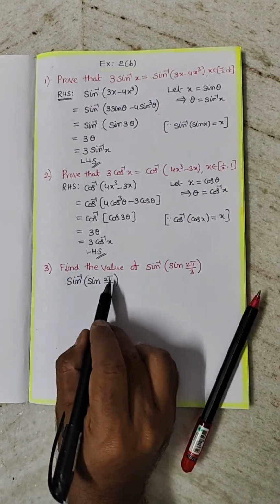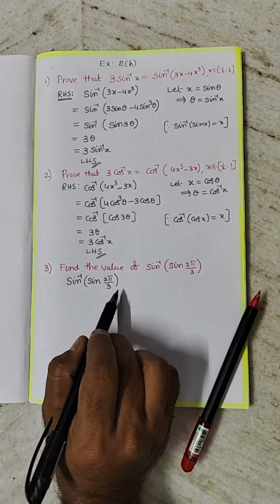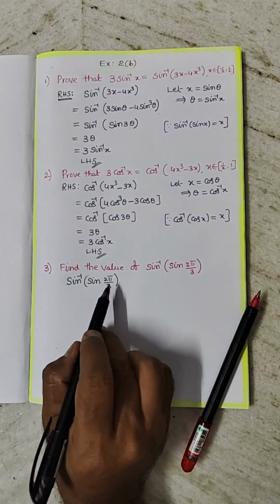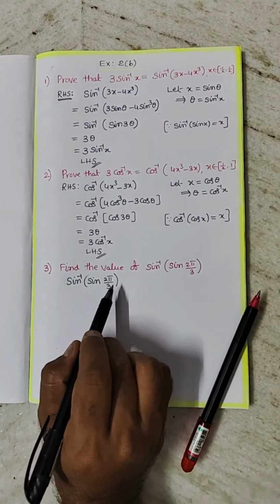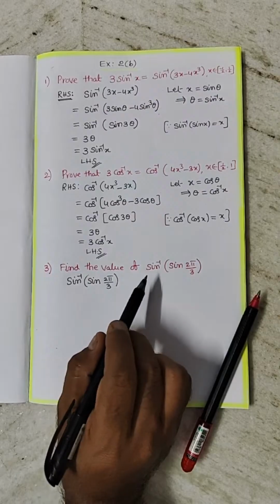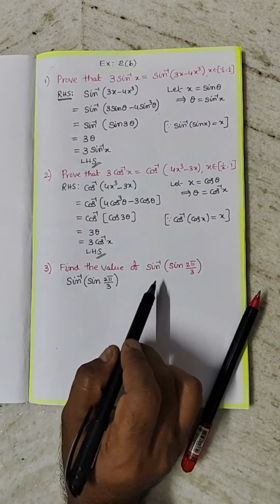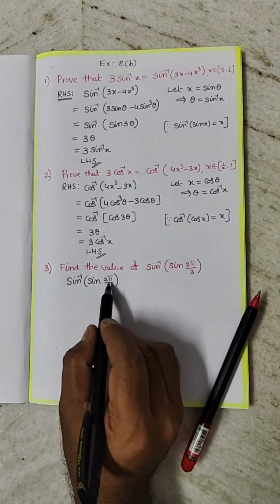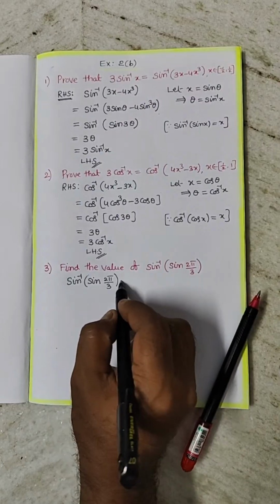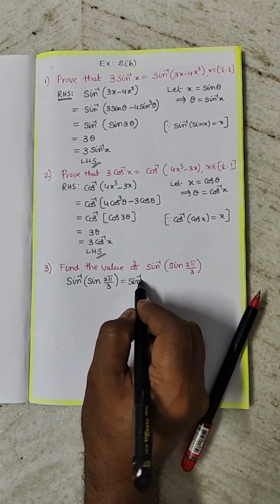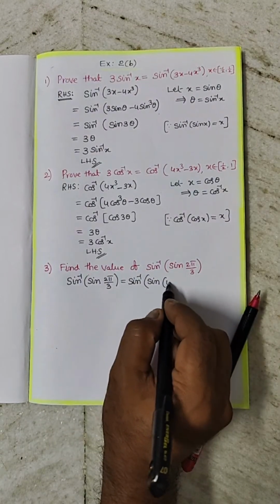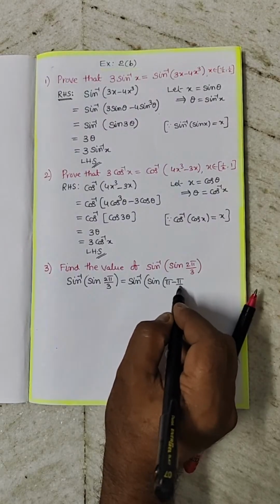Sine inverse of sine 2 pi by 3. See, the range of sine inverse is minus pi by 2 to pi by 2. 2 pi by 3 does not belong to it. Okay, bro, thank you. 2 pi by 3 does not belong to the closed interval minus pi by 2 to pi by 2. That is the reason we bring this 2 pi by 3 value into the principal value of sine inverse of sine. This 2 pi by 3 can be written as pi minus pi by 3.